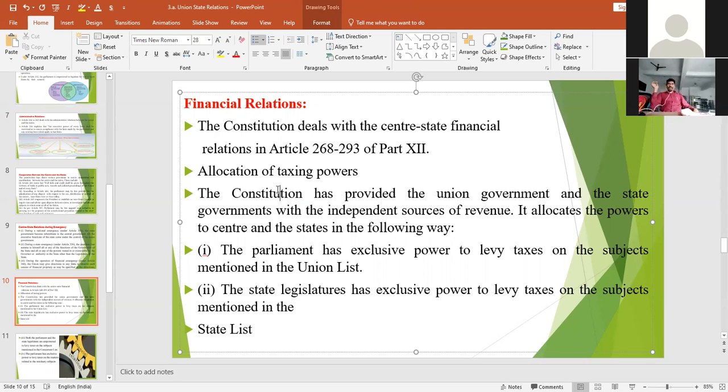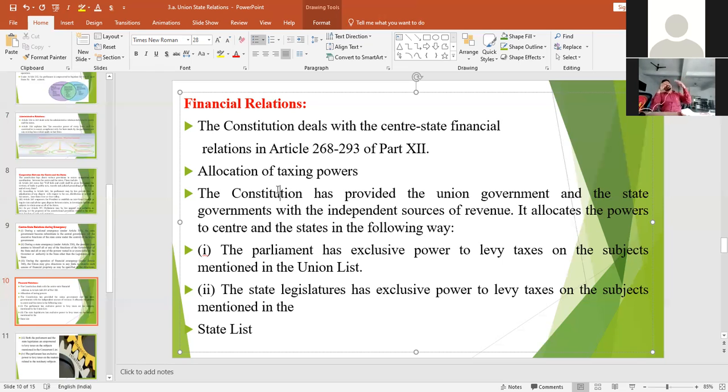For example, VAT, value added tax. And the constitution has provided the union government and the state level that the state government can allocate powers to the center, and the state has to follow the powers which are allocated to the center. And the parliament has exclusive powers to levy taxes on the subjects mentioned in the union list.